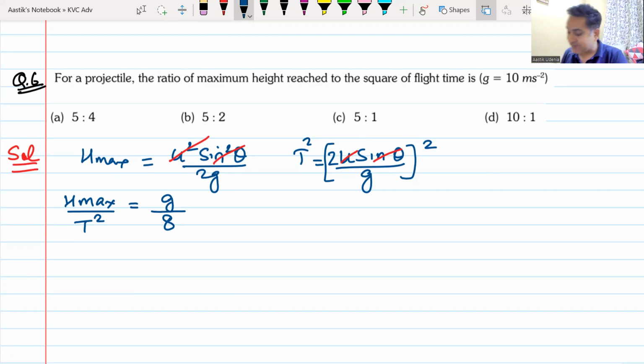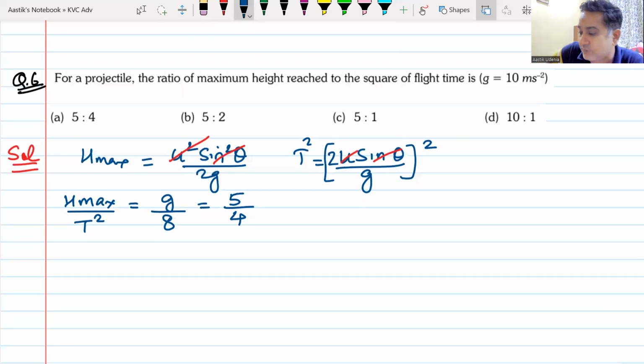Yes or no? Will you get this g by 8 or not? 2 square becomes 4, 4 into 2 becomes 8. G goes in the numerator, g square by g, g gets cancelled, g by 8. G is taken as 10. If you put the value of 10 as g, you will end up with 5 by 4.